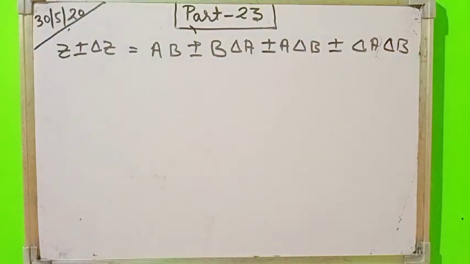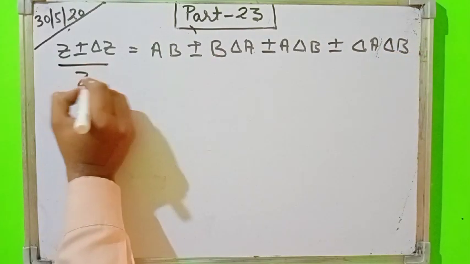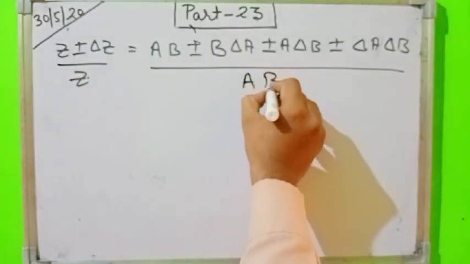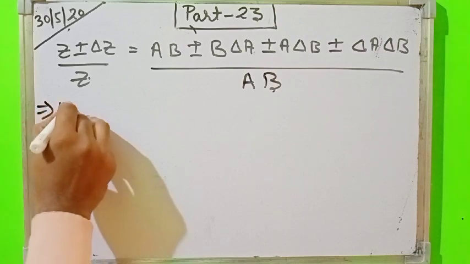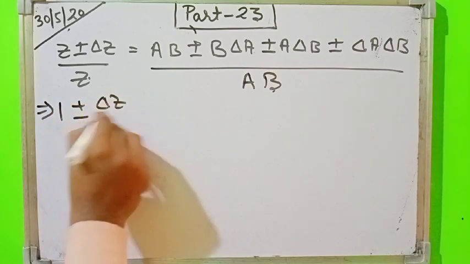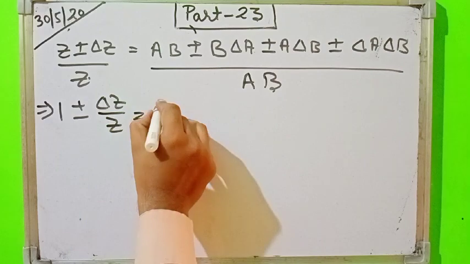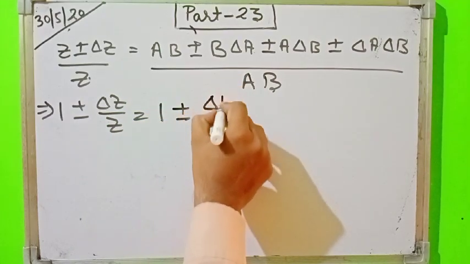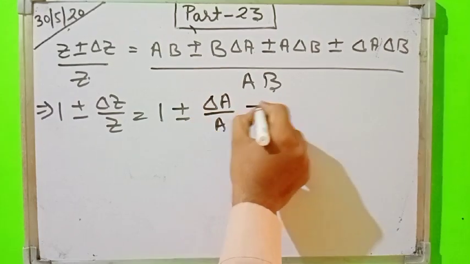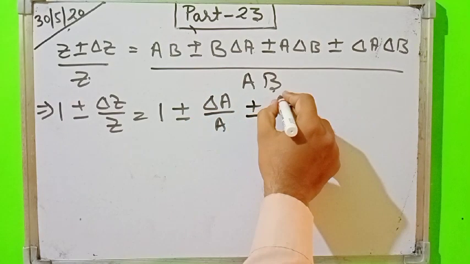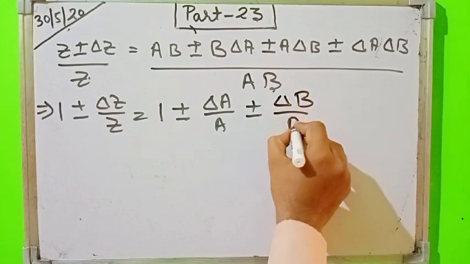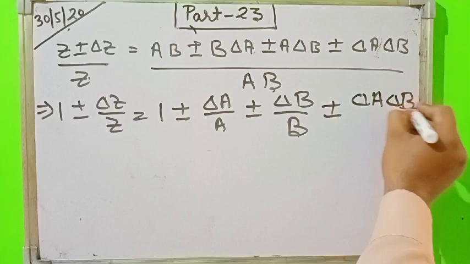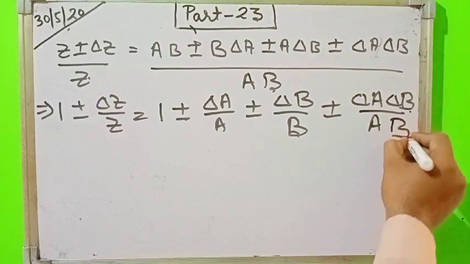And when we are going to divide it by Z, we will have to divide it by AB, and it is given as 1 plus minus delta Z upon Z is equal to 1 plus minus delta A upon A plus minus delta B upon B plus minus delta A into delta B upon AB.